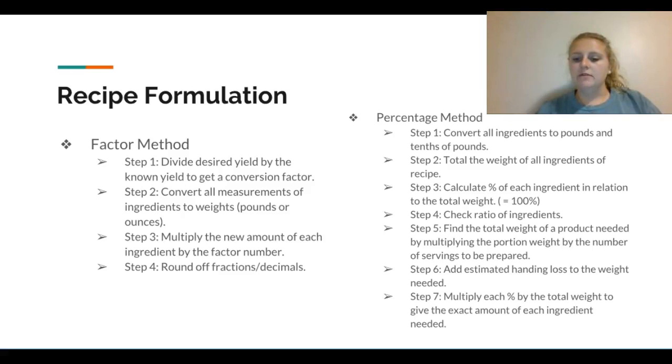You're going to check the ratio of ingredients, because if you're only supposed to have a small amount of something and you do your math and there's 60% of it, then you're going to want to recheck all of your math and make sure that it looks correct.